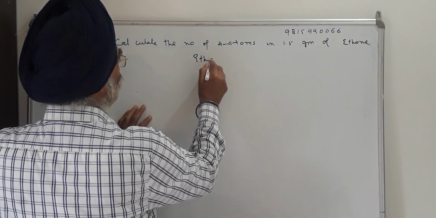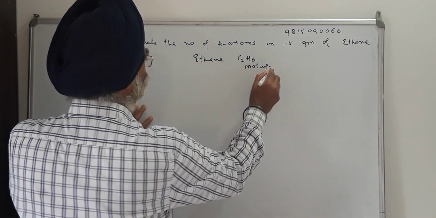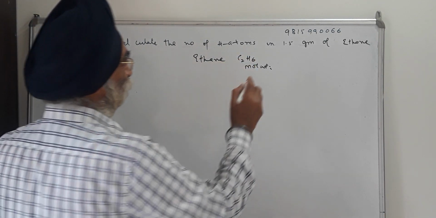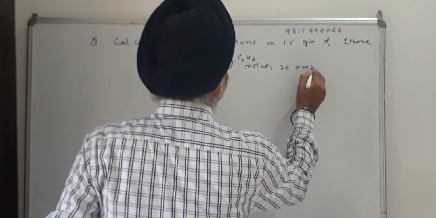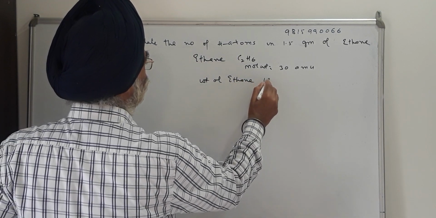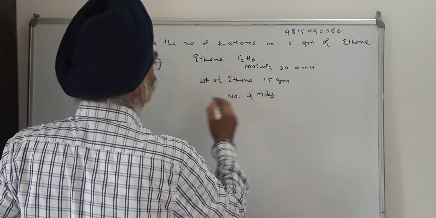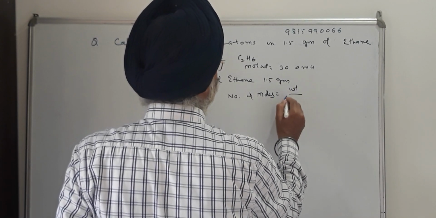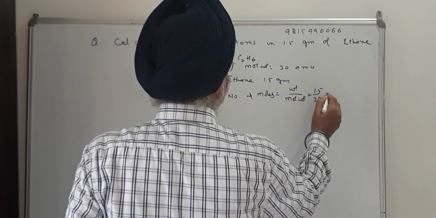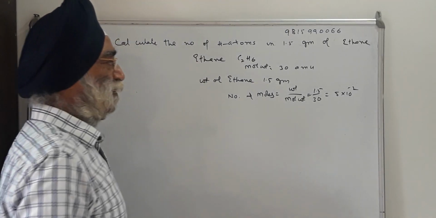Ethane, molecular formula C2H6, molecular weight 12 into 2, 24, plus 1 into 6, this is 30 AMU. Weight of ethane 1.5 grams, find the number of moles. Weight over molecular weight, 1.5 over 30, it is 5 into 10 raised to the power minus 2 moles.